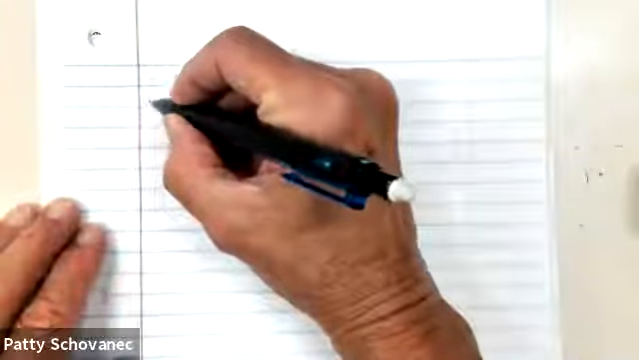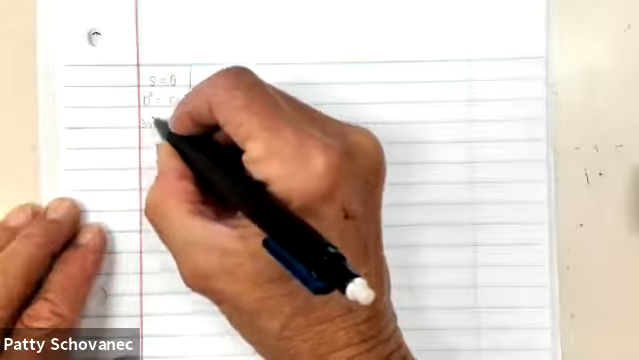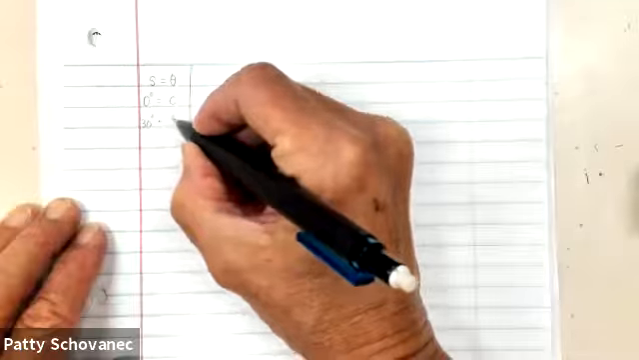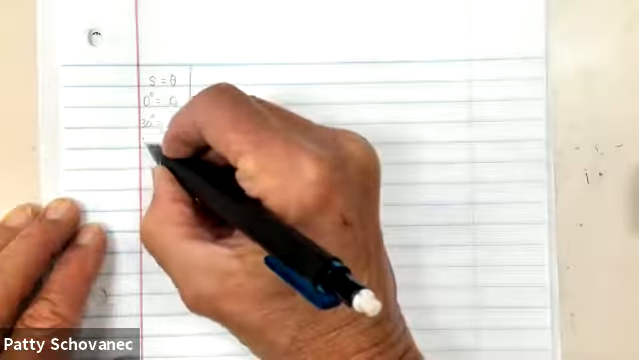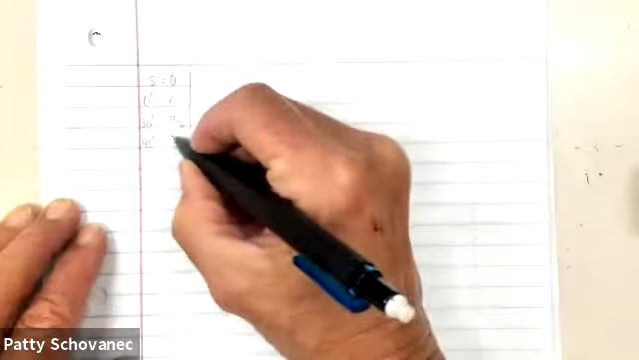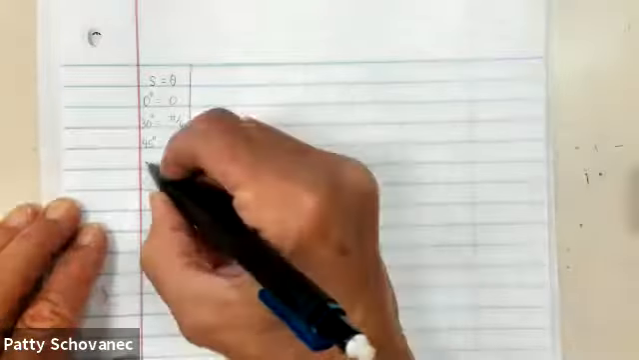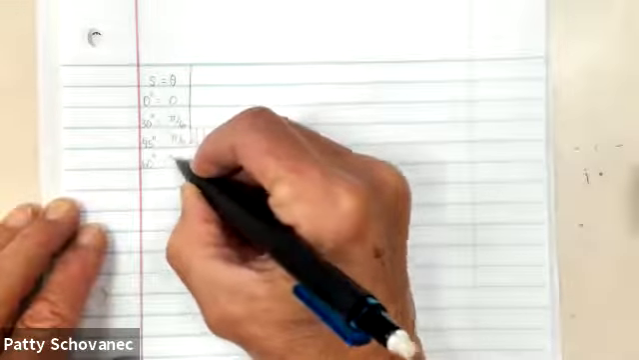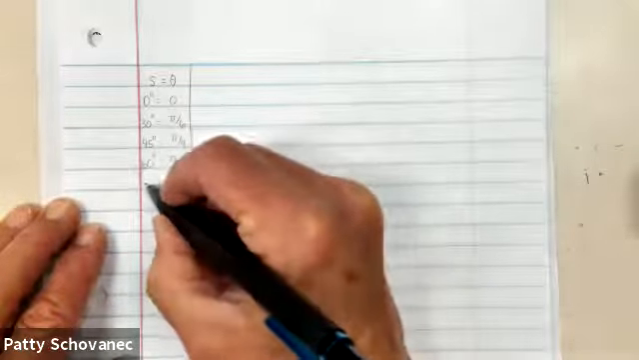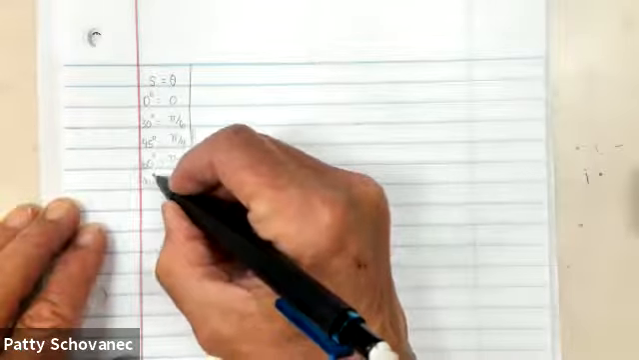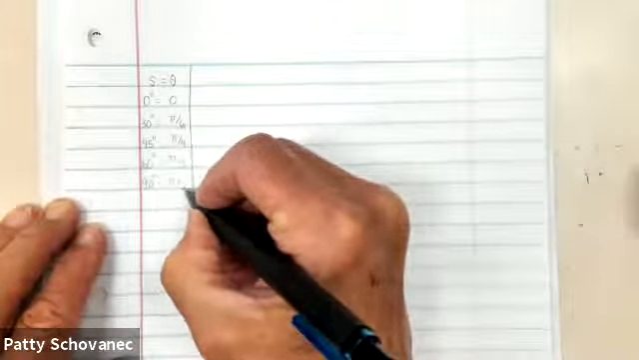We had 0 degrees or 0 radians. 30 degrees, which is pi over 6 radians. 45 degrees was pi over 4 radians. 60 degrees is pi over 3 radians. And 90 degrees was pi over 2 radians.